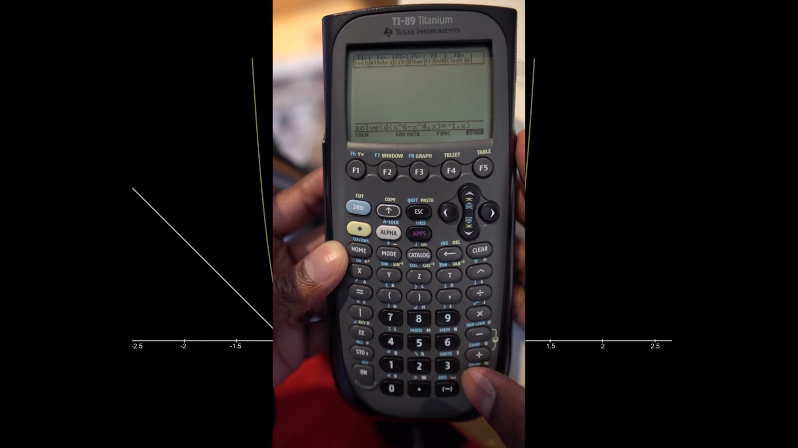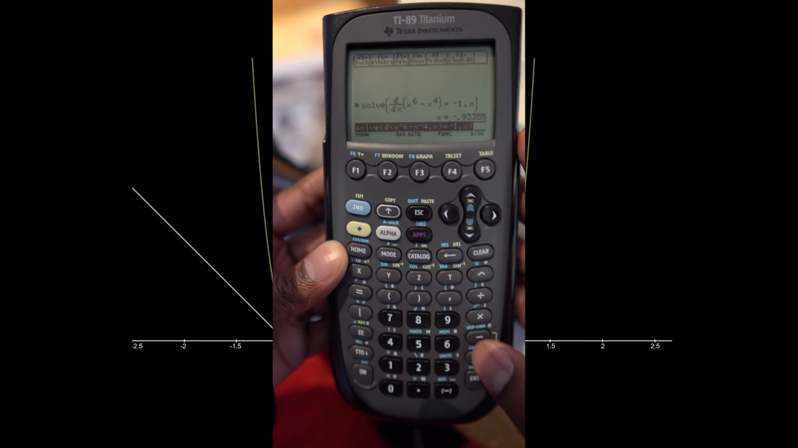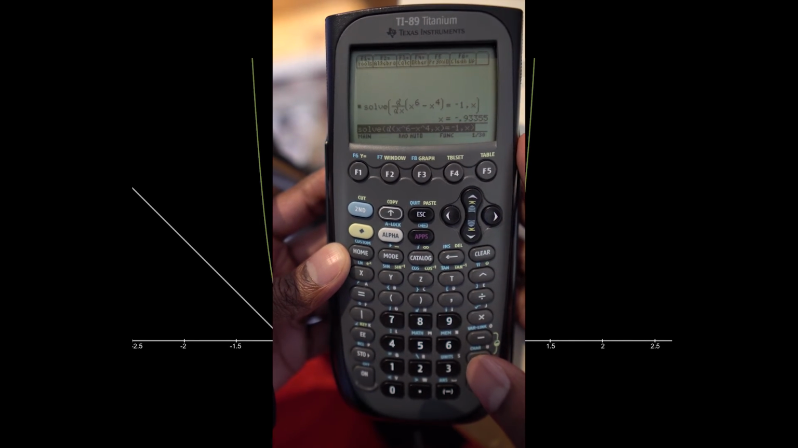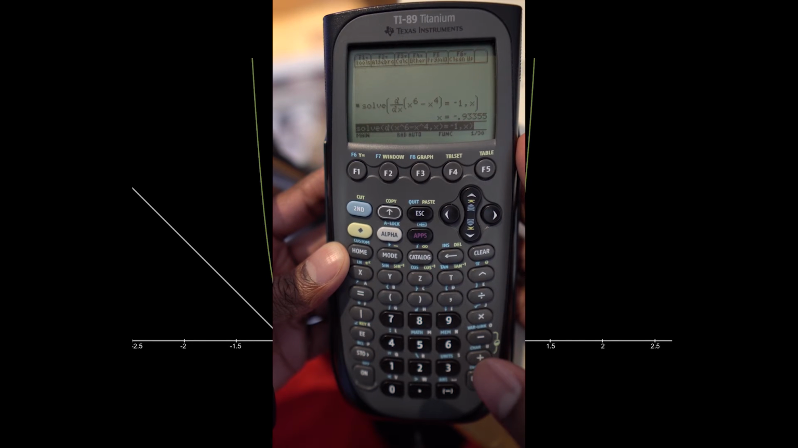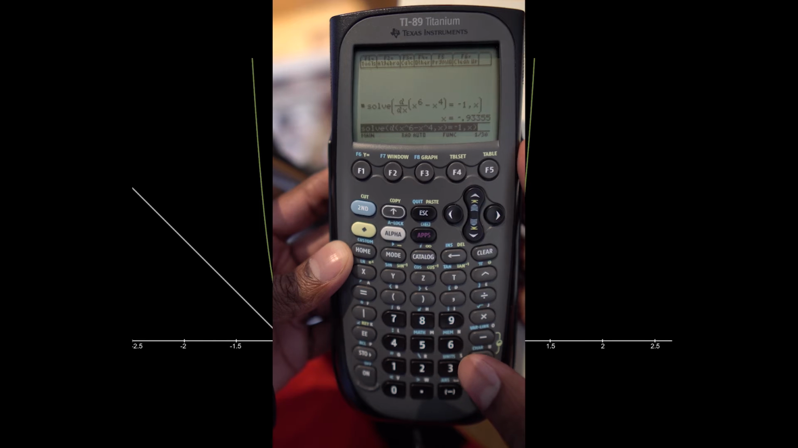And it's taking a second. It's saying busy down here. Good. All right, there we go. And it says x is equal to -0.93355. So when x is -0.93355, the derivative is equal to -1.